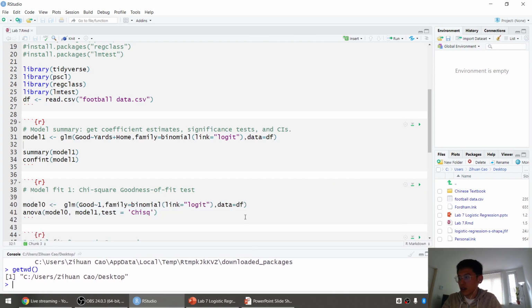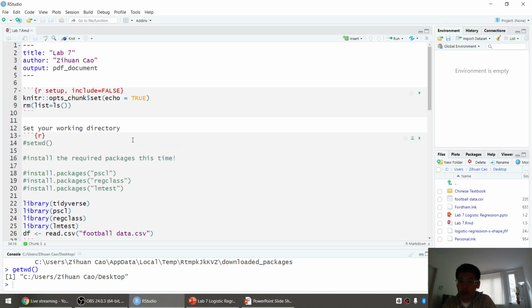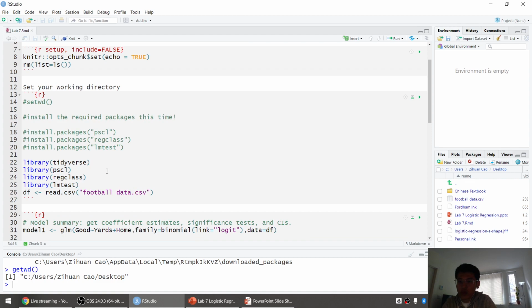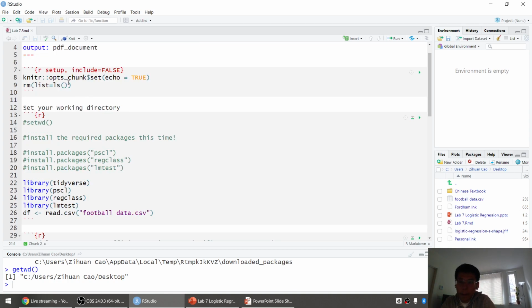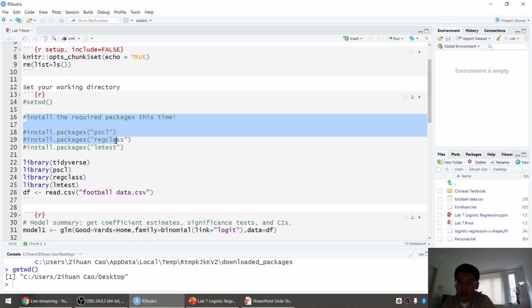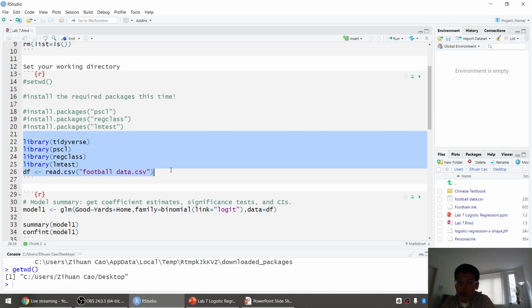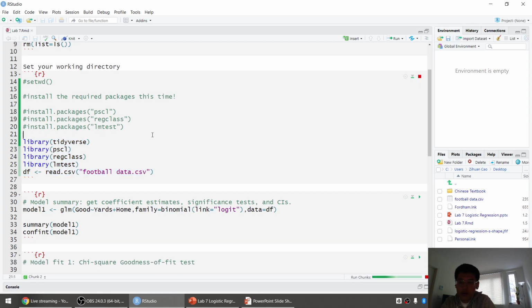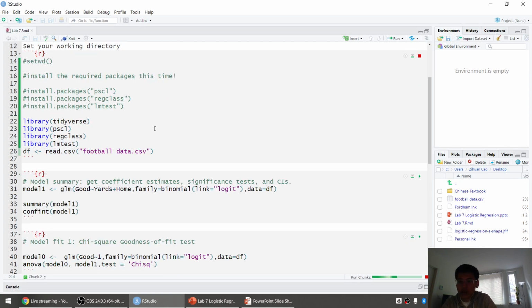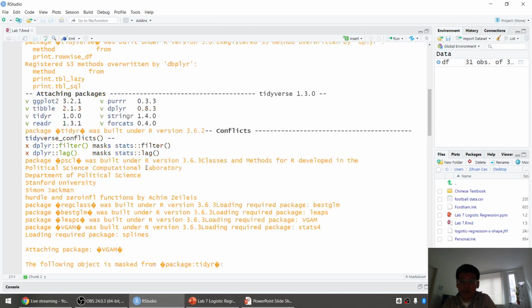It is time for us to open our RStudio. This time we need to install some of the packages. Here is the code. Is it clear? I think it's okay, right? So we have to install some of the packages, and we need to run those, and import the data.